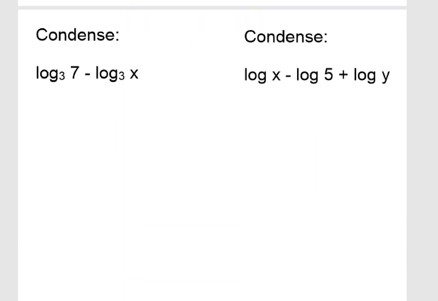All right, now they want us to go the other direction. They want us to condense. So I'm going from multiple logs to 1 log. So the logs I'm using over here is log base 3. Okay, and there's subtraction happening between the logs. So it's going to be division. Whatever is positive, so this one's positive, right? We'll go up top, and whichever one is being subtracted will go at the bottom.